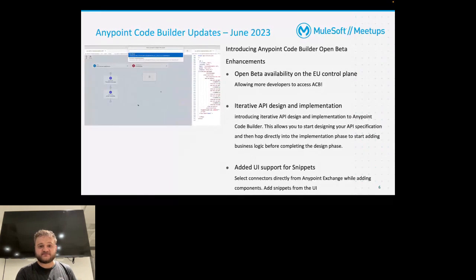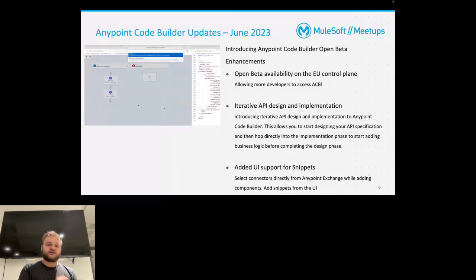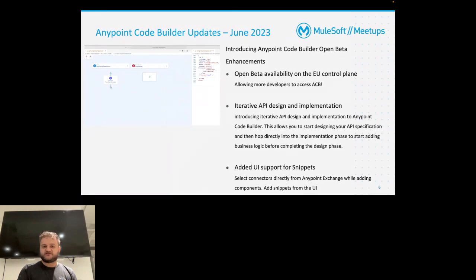One of the other updates is the iterative API design and implementation. What happened here is there's usually the separation between your RAML or your OAS and then your actual implementation. So you have to be able to complete your design first before you can move into your implementation. But what they've done now is that you can actually write your RAML or write your OAS inside the Anypoint Code Builder and then immediately start building your implementation on that.